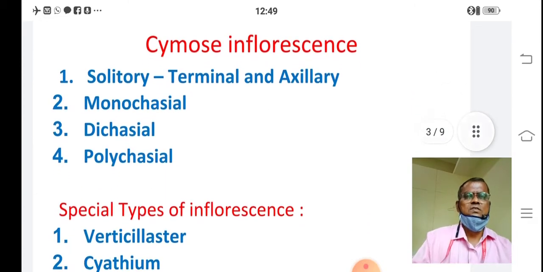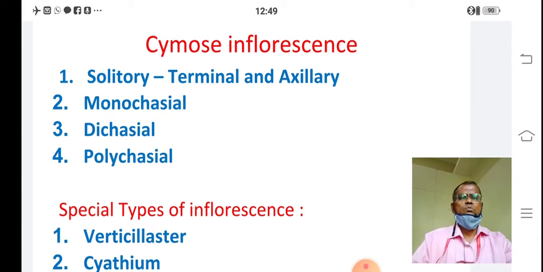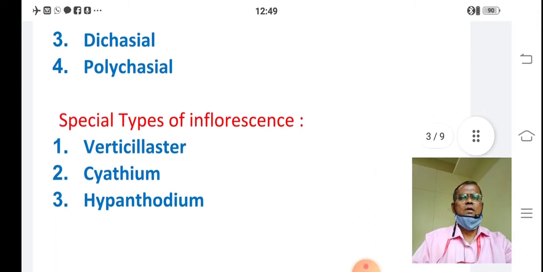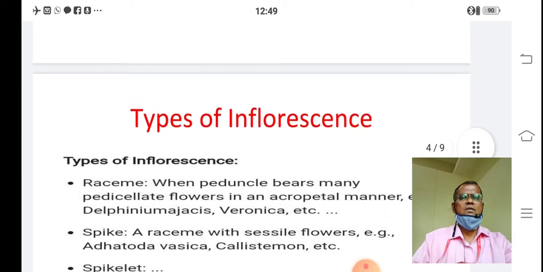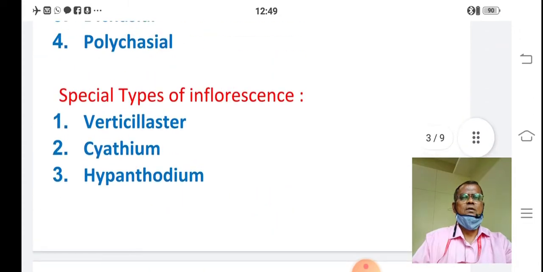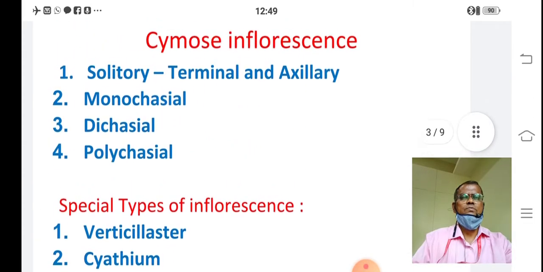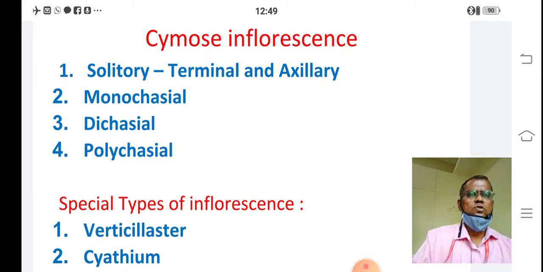So inflorescence, already we know inflorescence: racemose inflorescence. Then there is the cymose inflorescence. As I have selected in the types, the cymose we will consider firstly. Suppose in cymose, solitary, that is a single flower, terminal and axillary. A good example of terminal is the datura flower, and the axillary good example is the hibiscus, jaswan.